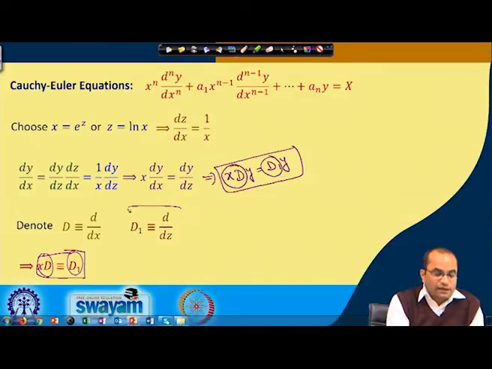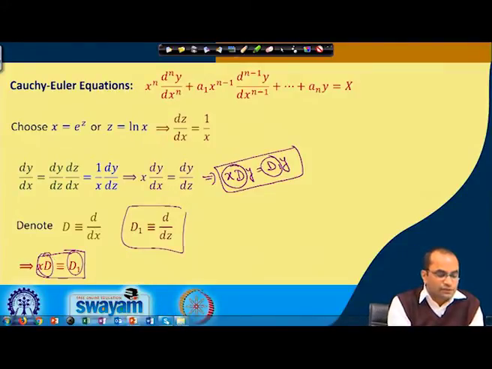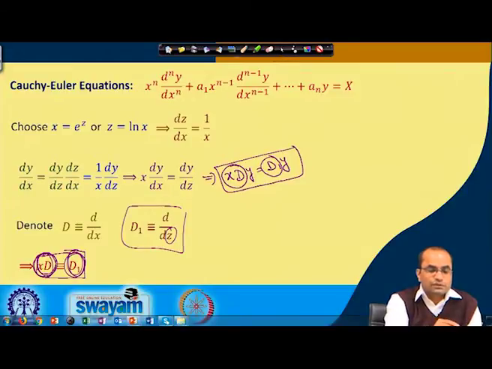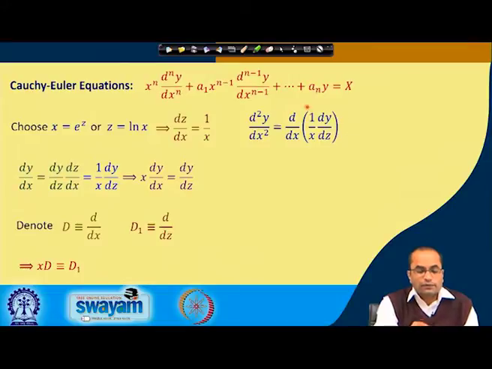and that will help actually to change this equation into the constant coefficients here, because all these x d and x square d square, which we will see now, will also be converted into d1 form, without the presence of this new independent variable z. So, we will convert the whole equation to this constant coefficient equation.